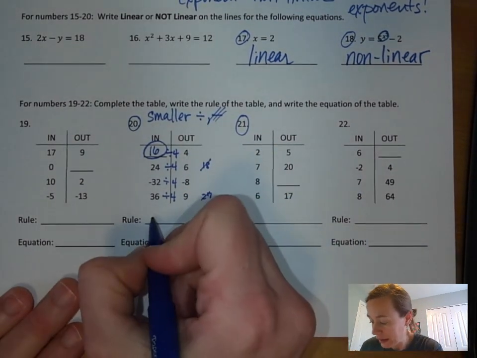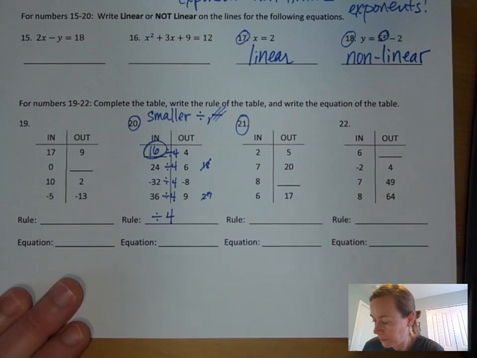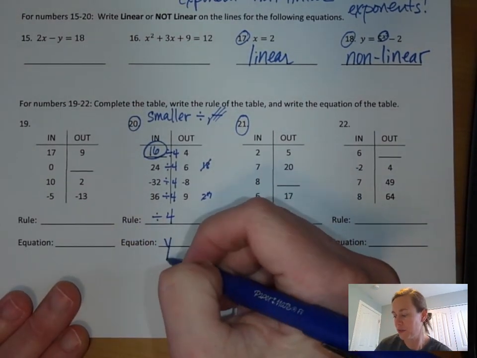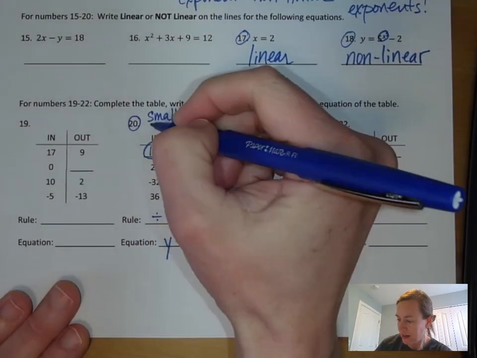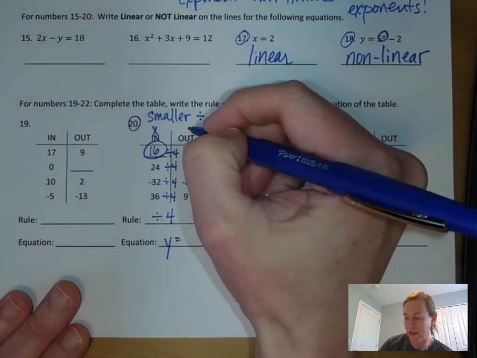All right, so that rule is divide by 4. And so our equation, remember those equations, they always start with y equals. And the inside, that's the x, and the outside is the y.